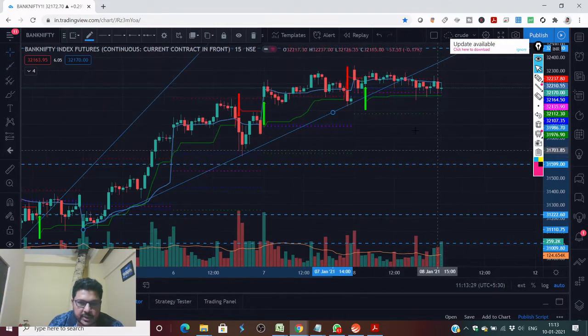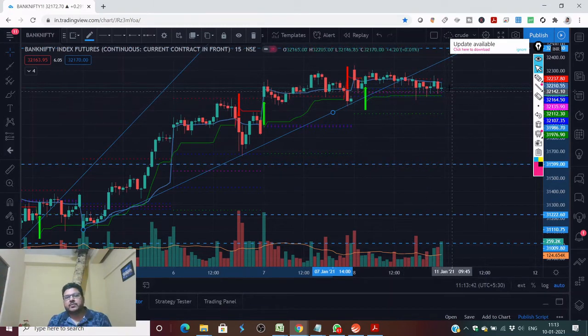This was your trend line. Your trend line is broken. Either the market can open gap up or it can open gap down to come down to this level. But looking at this open interest, I am getting confidence that it might again go up from here.